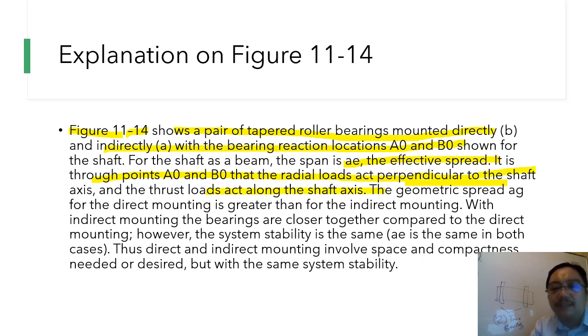The geometric span AG from the direct mounting is greater than from the indirect mounting. Okay, with indirect mounting, the bearings are closer together compared to direct mounting. However, system stability is the same. Thus, direct and indirect mounting involves space and compactness needed or desired, but with the same system stability. So the differences is a bit, okay. You can see near and far, near and far.